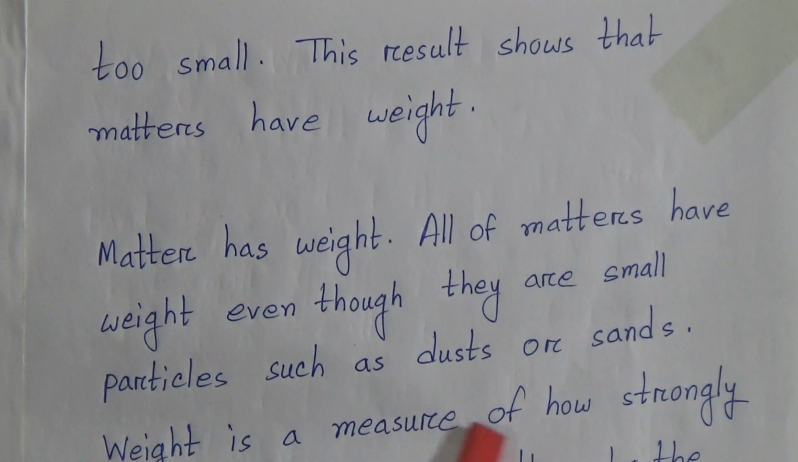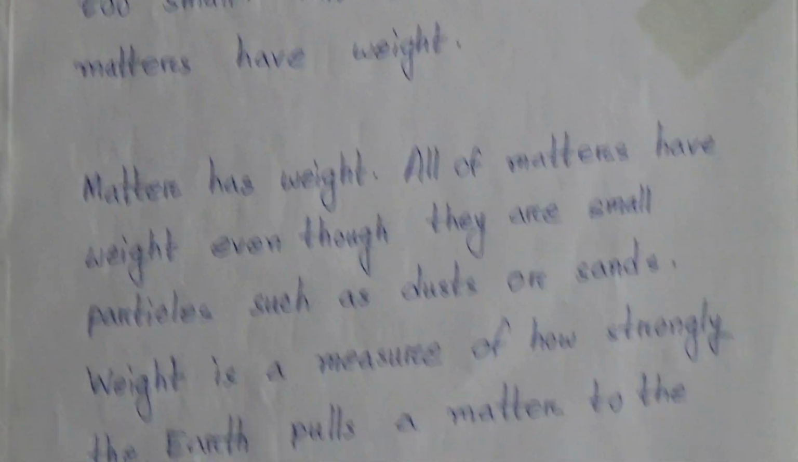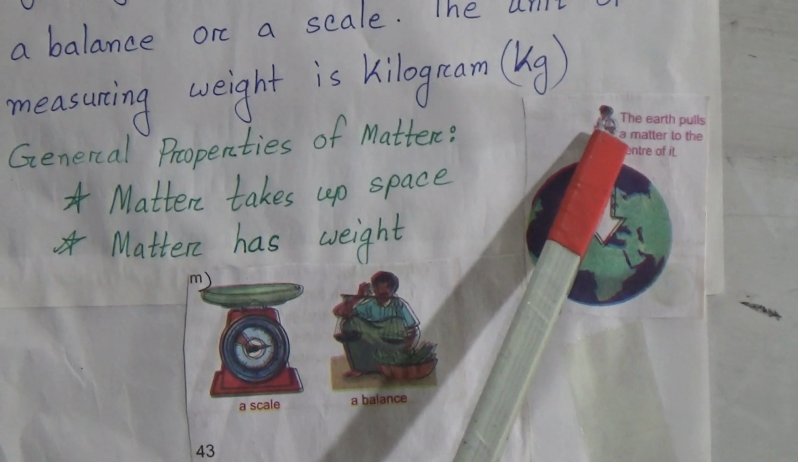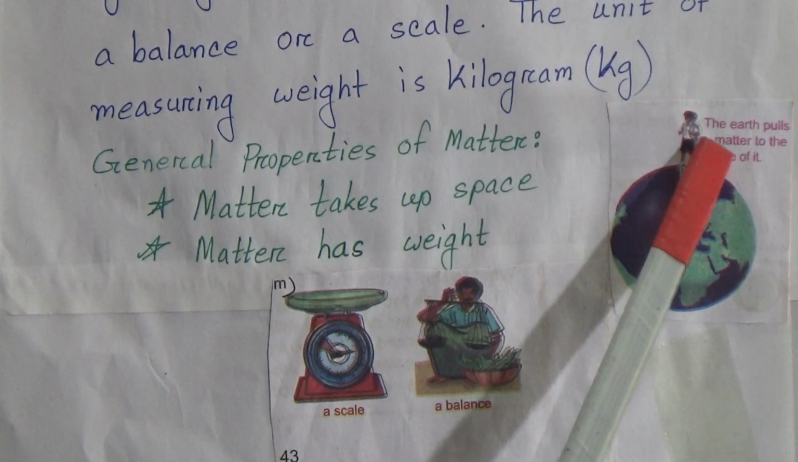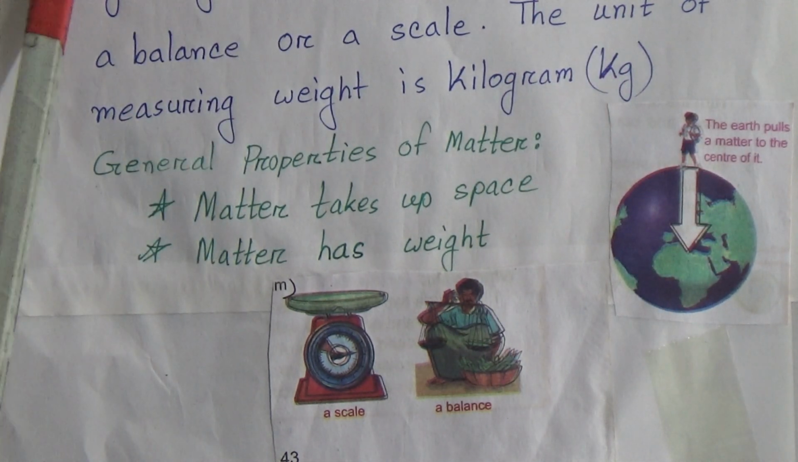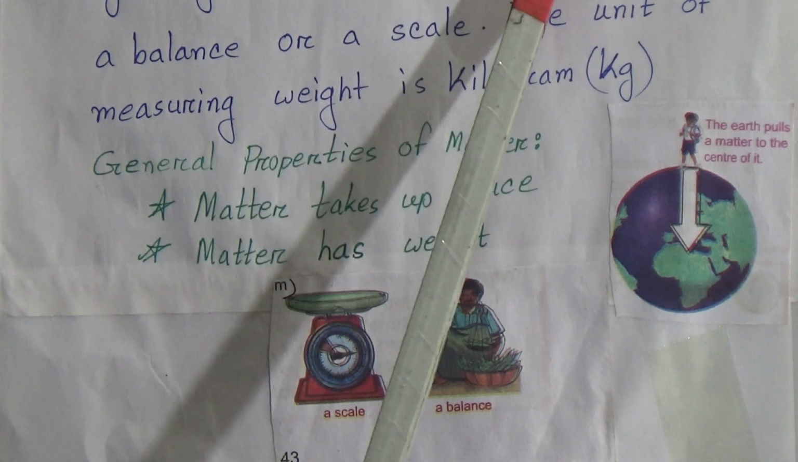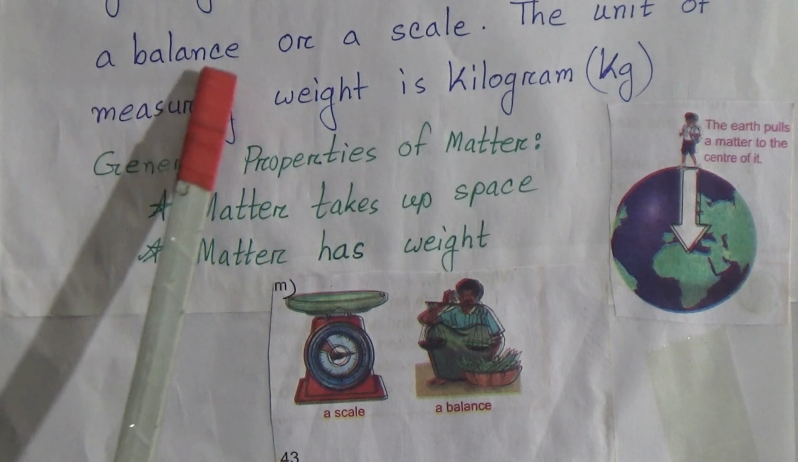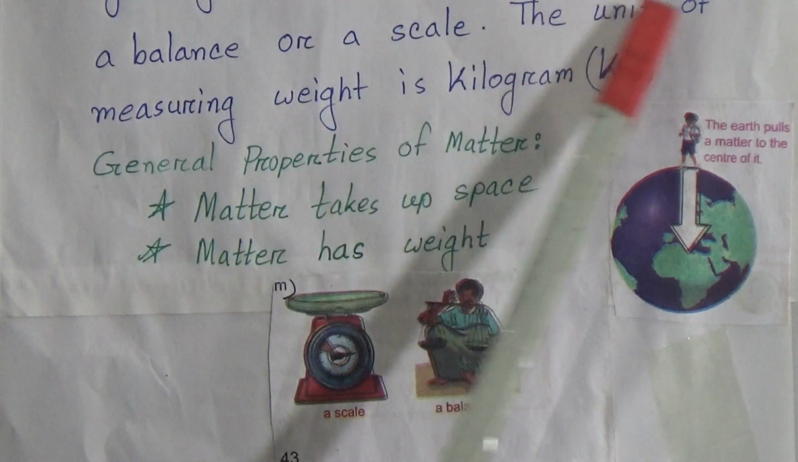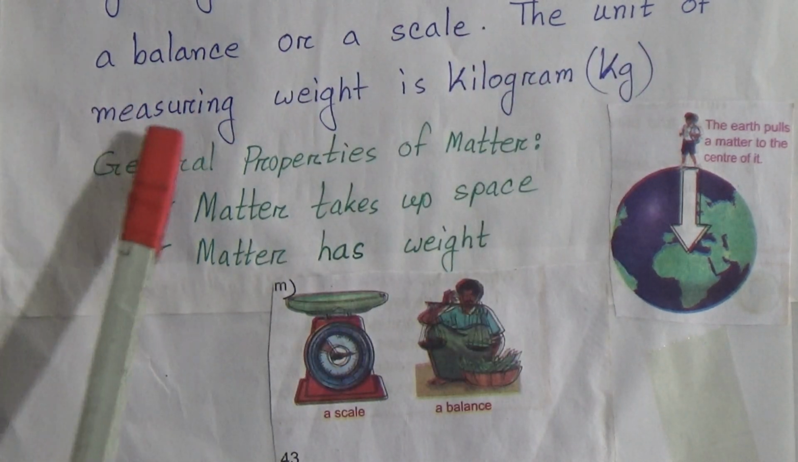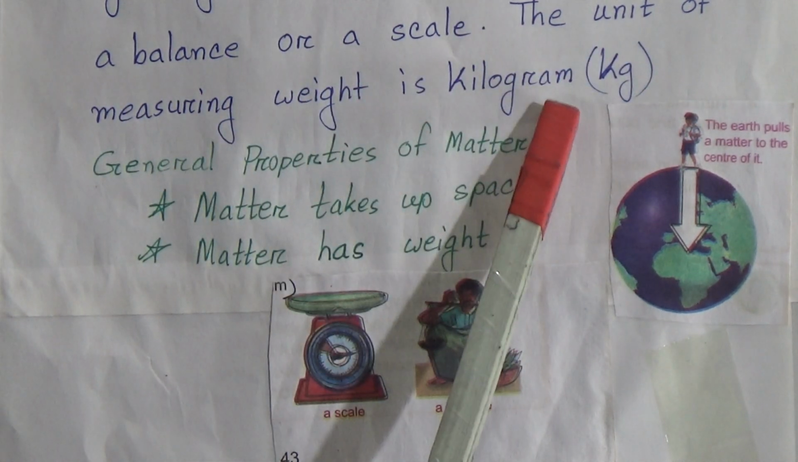Weight is a measure of how strongly the earth pulls a matter to the center of the earth. Look at this picture. You can see the earth pulls a matter to the center of the earth. We can measure weight of matters by using measuring devices such as a balance or a scale. The unit of measuring weight is kilogram.